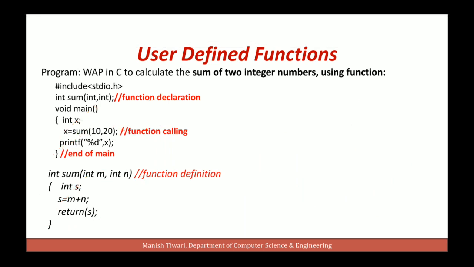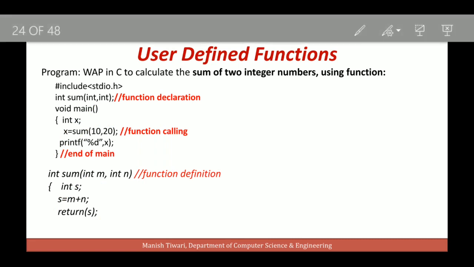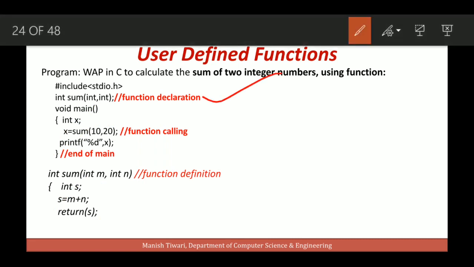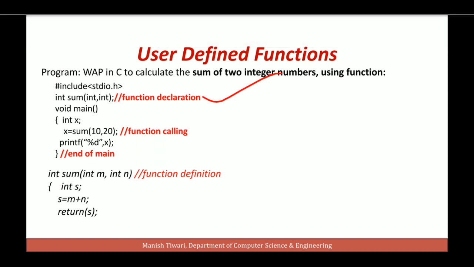Here you can see the first component is function declaration, which will be at the top of the main function. That means we will declare the function before main, or you can say before the calling. It is the same as when we declare a variable before using that variable. The same way we will declare the function before calling or using it. And after the calling of the function, the control goes to the definition of that function.